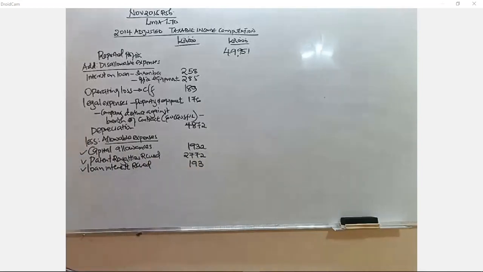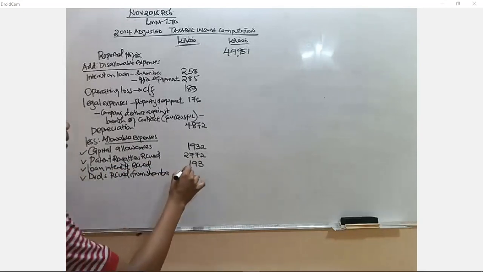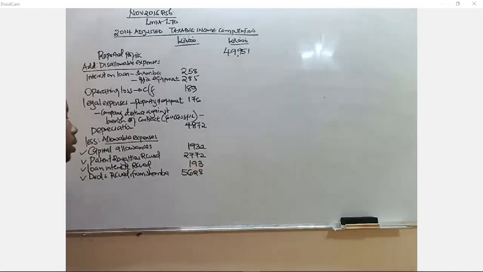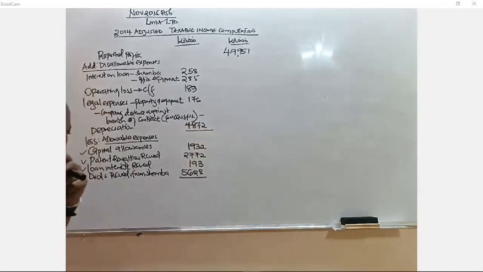Right? Then the other one we are being told, dividends received from Shamba, right? Dividend received from Shamba. So we are going to be looking at how we are supposed to be treating them. The dividend received from Shamba amounts to 5628. Good. Now in this case, we are going to be doing that deduction there. Then we need to add later. Then we shall shift to other incomes.